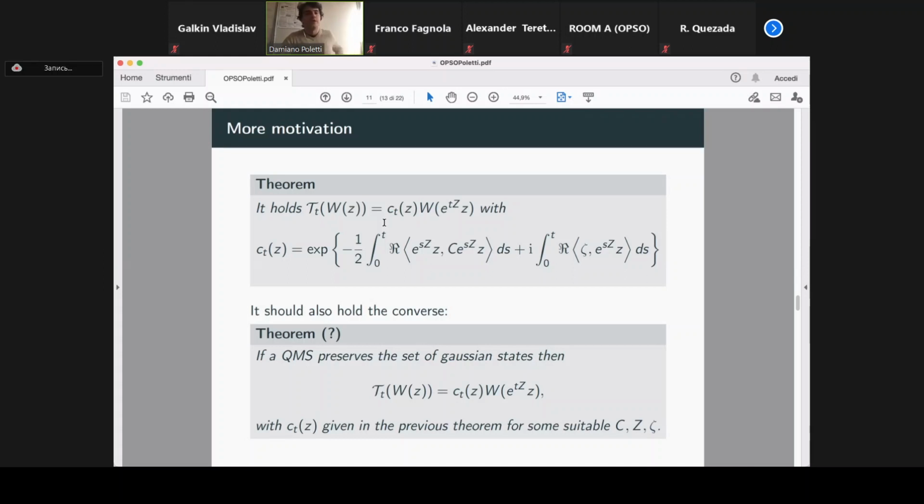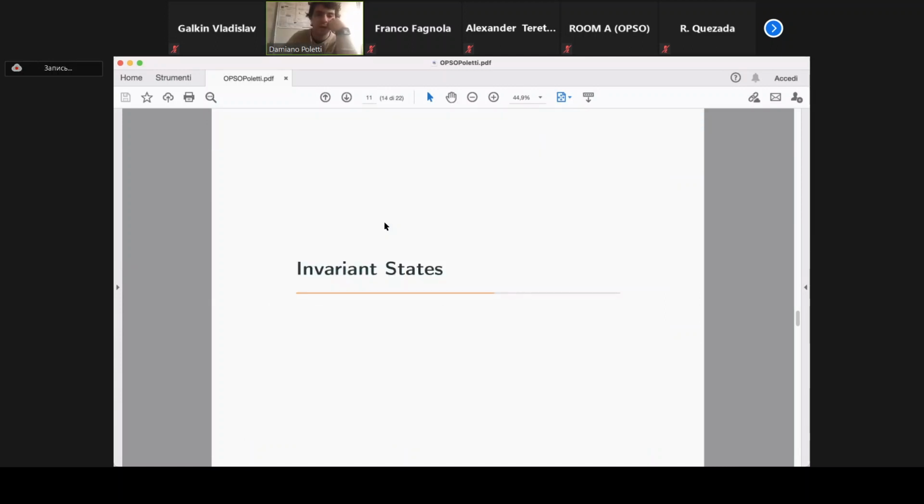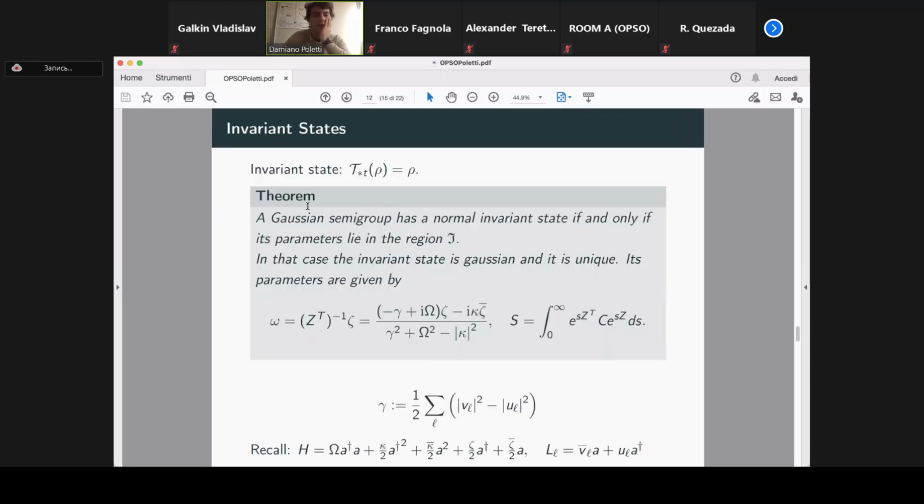This is the first motivation for why these semigroups are called Gaussian, but we can give another motivation when looking at the first important topic of my talk, which is invariant states. Of course, invariant states are states that are invariant under the evolution of the semigroup. The main result on invariant states is that a Gaussian semigroup has a normal invariant state if and only if its parameters lie in the region I, which I will show you in the next slide.